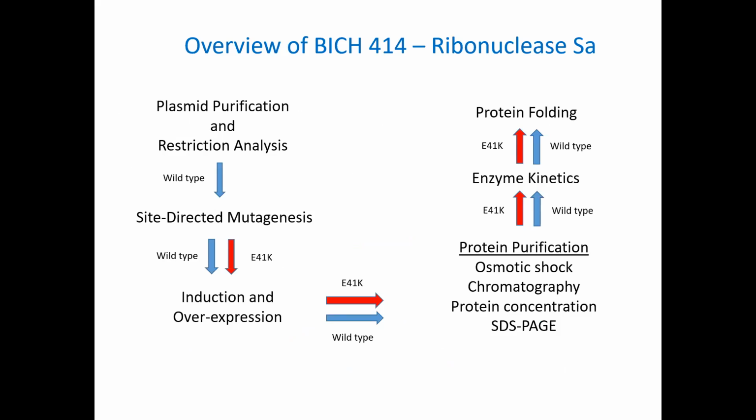Here's an overview of the semester. We'll start off purifying plasmid DNA to work with, using restriction analysis to get an idea if it's the correct DNA. All of this on wild-type RNase. From there, we'll move on to site-directed mutagenesis. And now we will have two variants, a wild-type and a mutation E41K. From here, we'll go into inducing these proteins and overexpressing them, again, working on both of them.